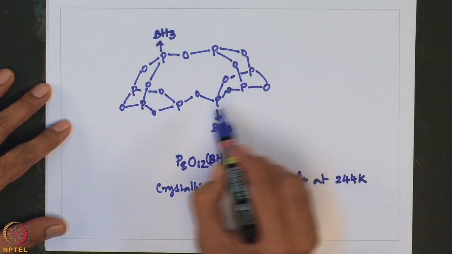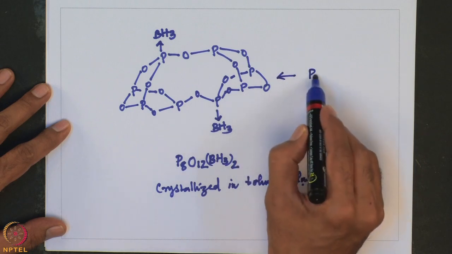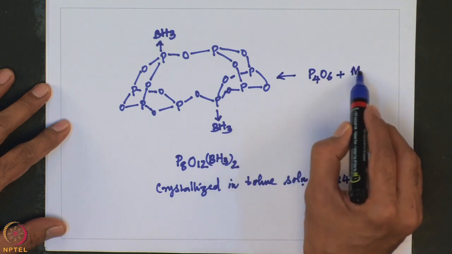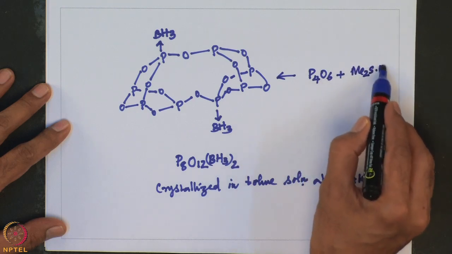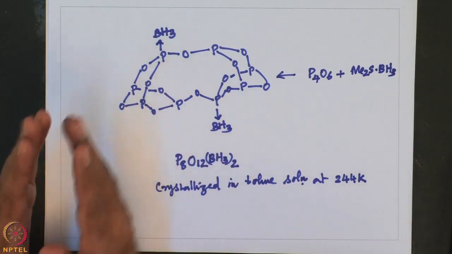Okay. And of course, this was made by treating P4O6 with BH3 adduct of dimethyl sulfide. You may be having some doubt that why only two of them are coordinated. Of course, although this has 4 phosphorus with each one lone pair, these compounds are highly hygroscopic and highly reactive.